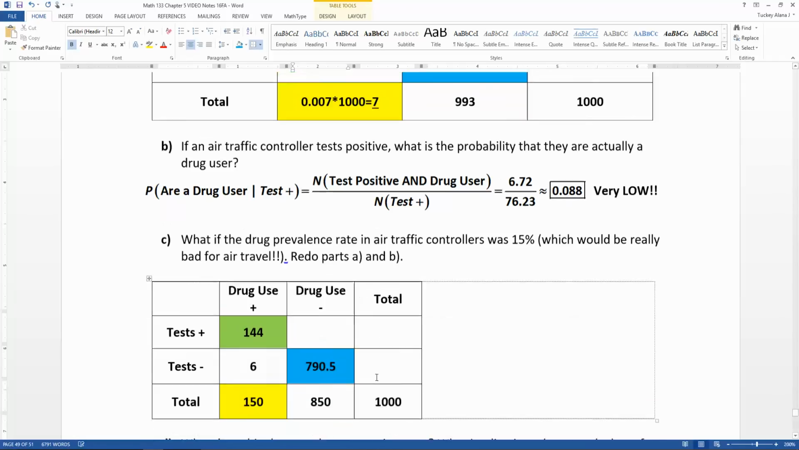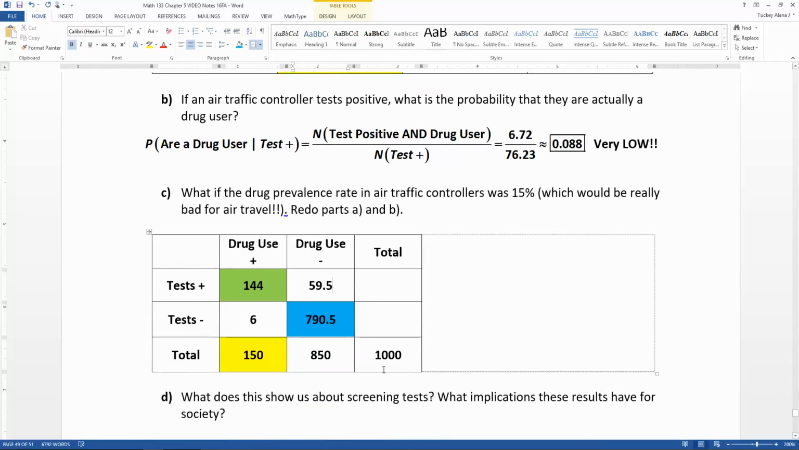Okay. That means that this number is 59.5 because together they've got to make 850. This is 796.5 and this is 203.5. I'm just adding these two numbers up and adding these two numbers up. And notice if you do it right, they should all make 1,000 for the rows and the two columns should make 1,000. Now, what is the probability of being a drug user given that you tested positive?